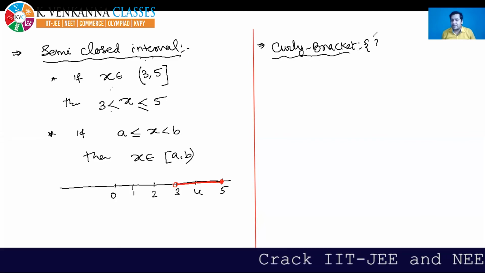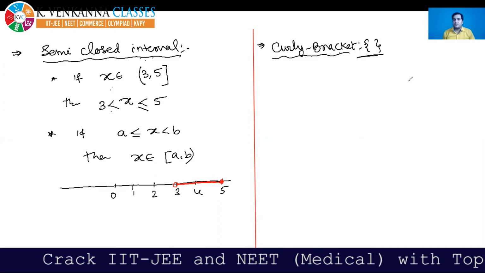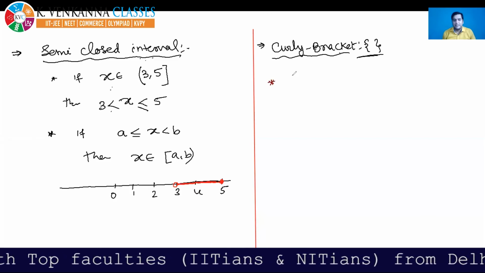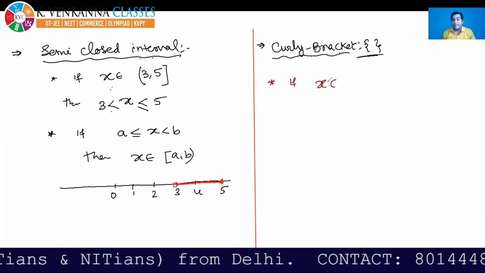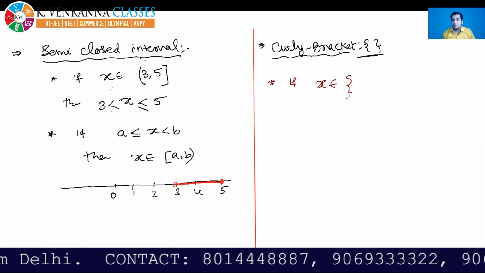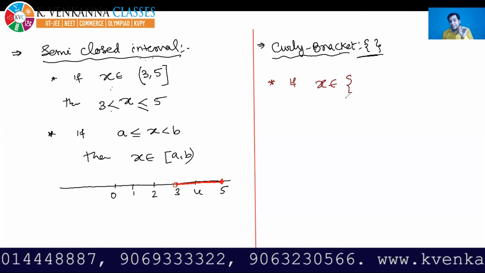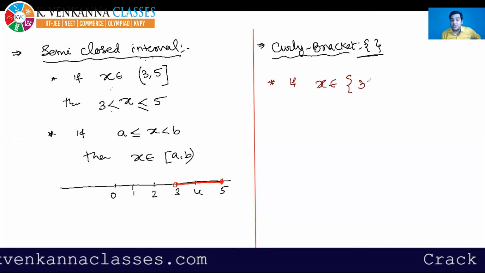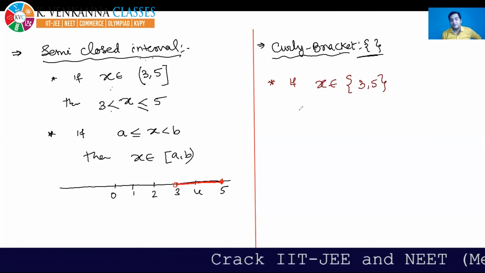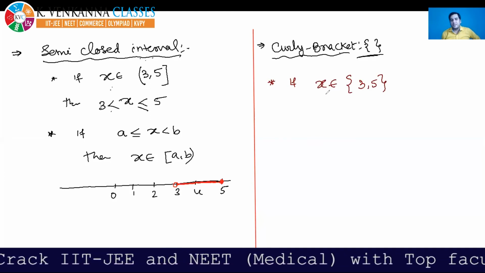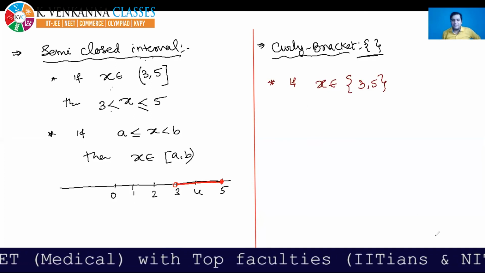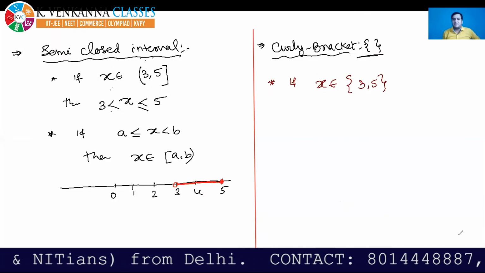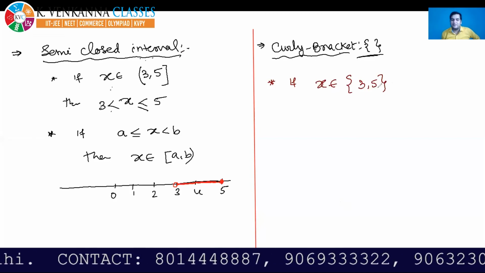The symbol of the curly bracket is like this. And what does it mean? Its meaning will be made clear by an example. Suppose it is written that x belongs to, listen very carefully to what I am saying here, x belongs to 3 and 5. What is the difference? Previously I was reading 3 to 5, but here I am reading 3 and 5.